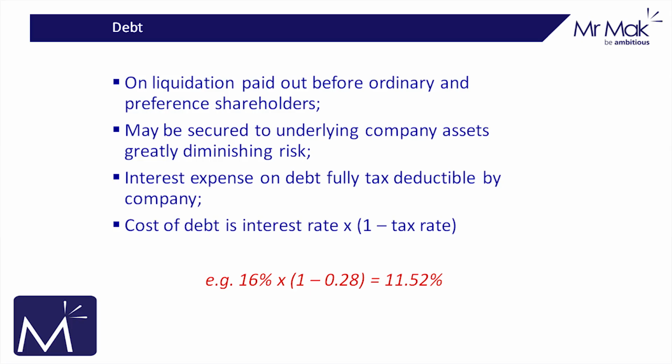In my example, if we multiply 16% by 1 minus 0.28, it gives us an effective cost of capital for our debt instrument, in this case senior debt, of 11.52%. That is my cost of debt or my cost of capital on that particular debt instrument, 11.52%.